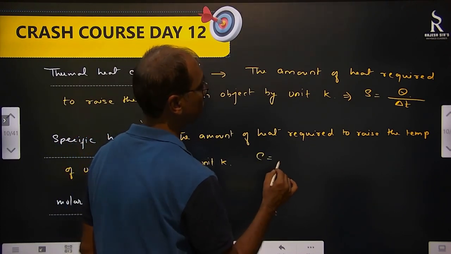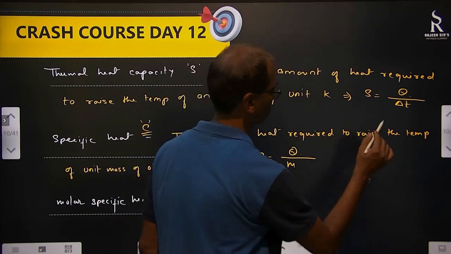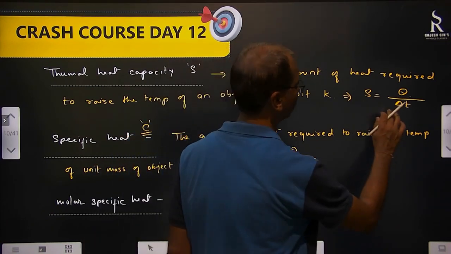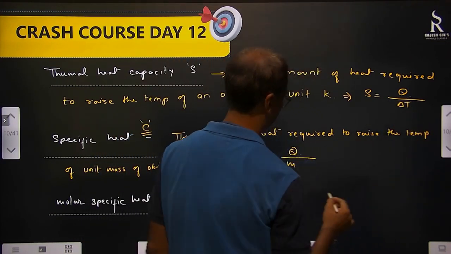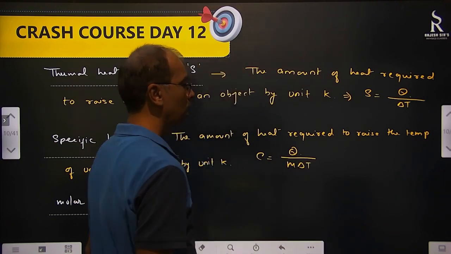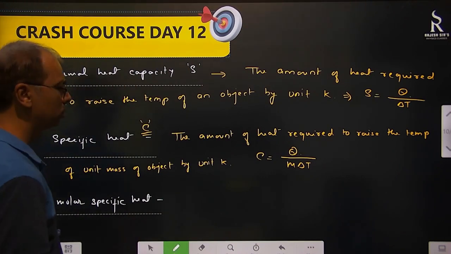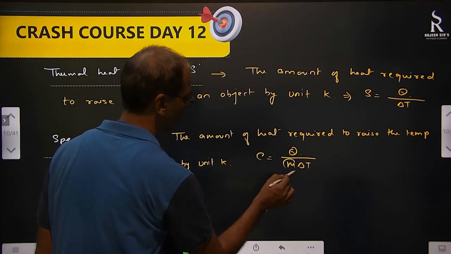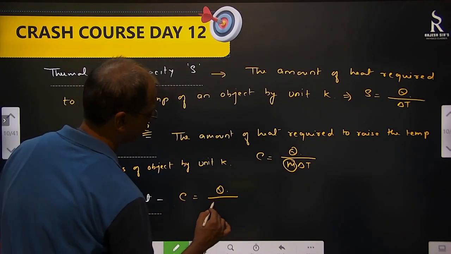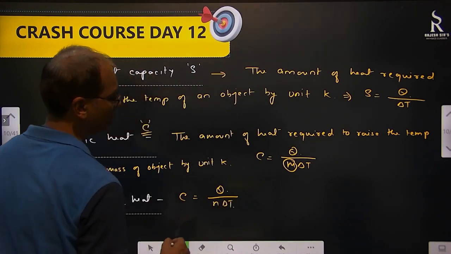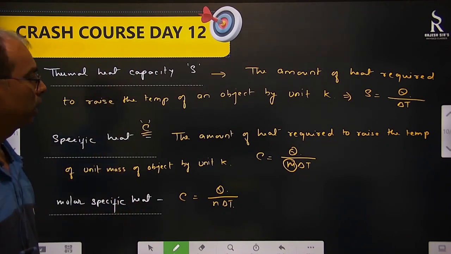So what do you write? C equal to Q per unit mass per unit change in temperature. Oh, delta T, I started writing it smaller. Okay, this is a bigger one, delta T. So here also delta T. C is equal to Q by M delta T. Now this is molar specific heat. That also we know. What will be the difference? In place of this unit mass, we will write unit mole. So C will be equal to Q by N delta T. Okay, N is number of moles. So these are specific heats, right?